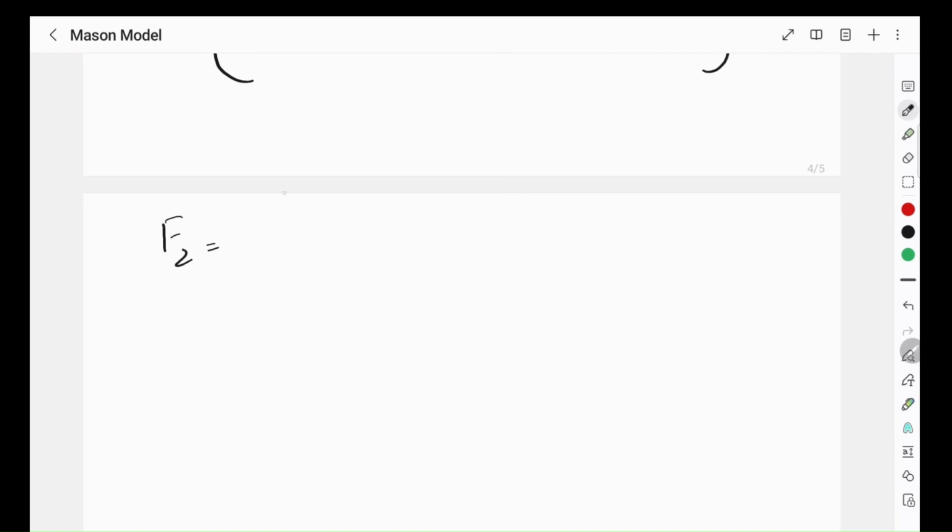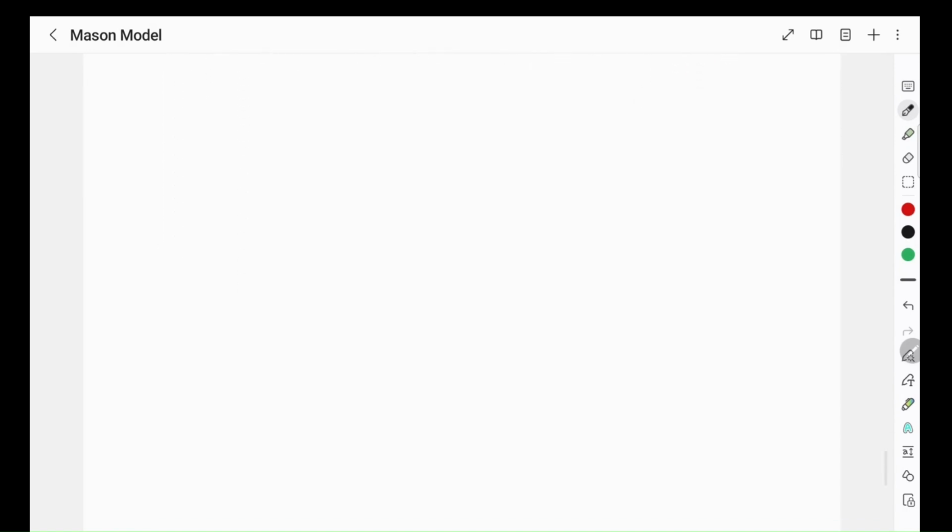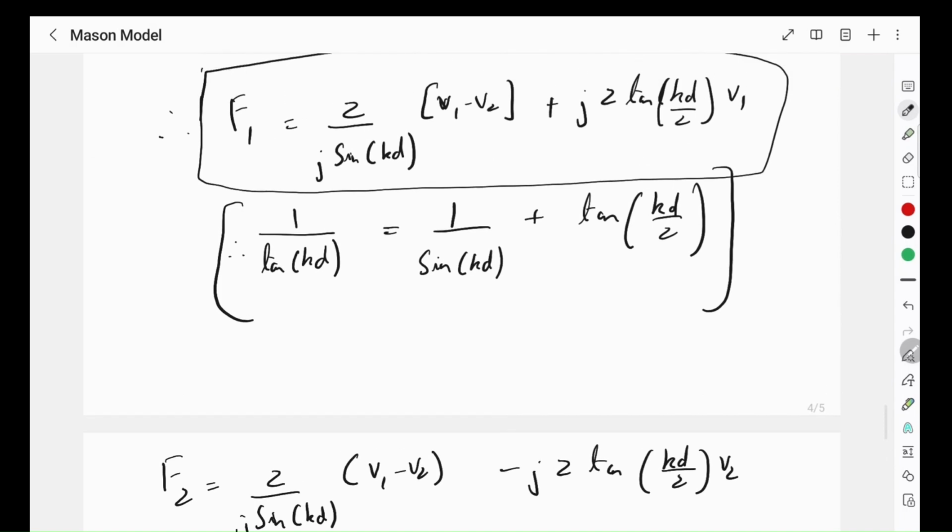Similarly, I can write the force F2, which is Z by J sine KD into V1 minus V2, minus J Z tan KD by 2 into V2. Okay, so now I ultimately write the whole equation.